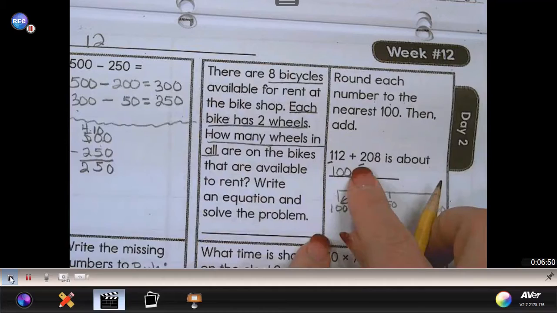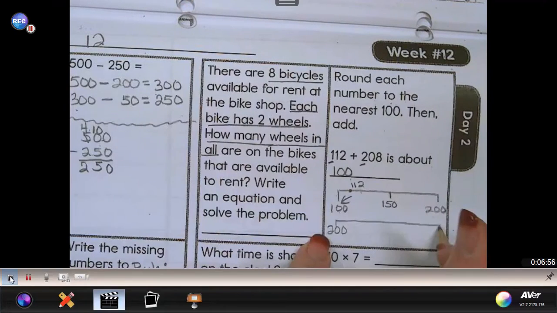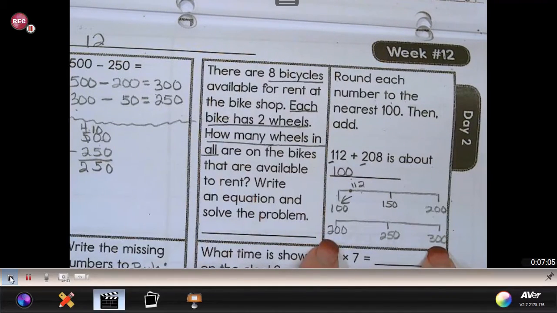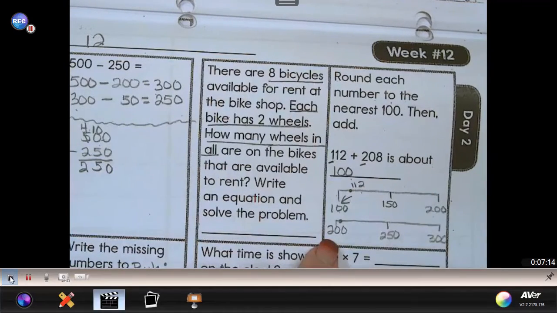208, we look at the hundreds place, it's 200. So we know that it's going to be between 200 and the next 100, which is 300. Again, between our hundreds is 50. So we have 200 and 300, and 250 is right in the middle. 208 is going to be very close to 200.